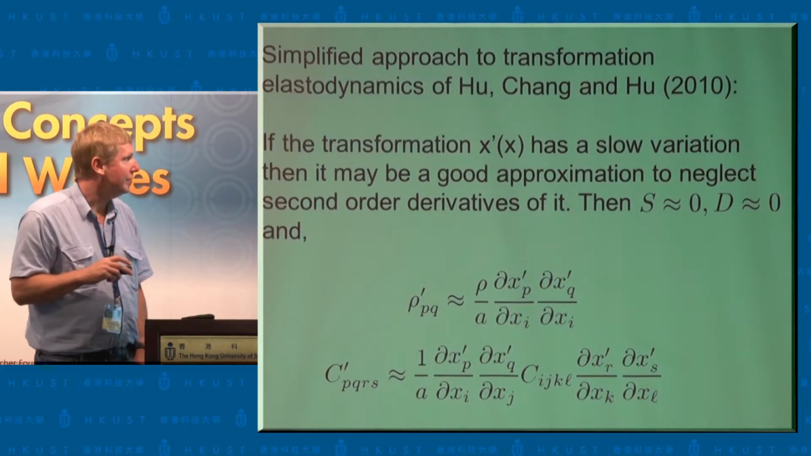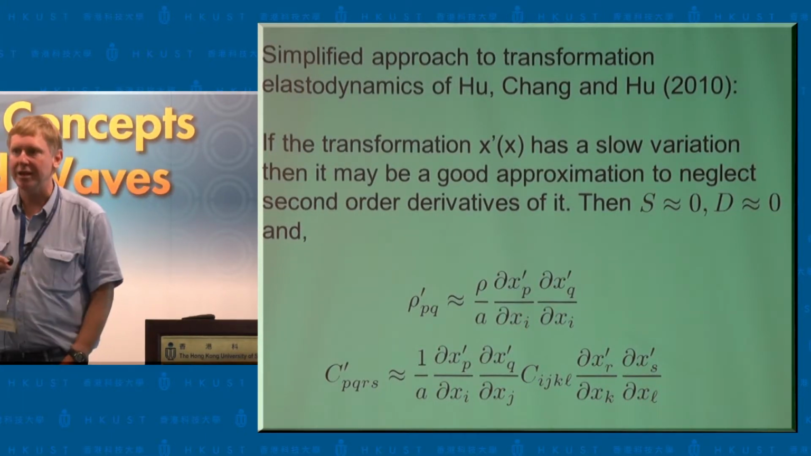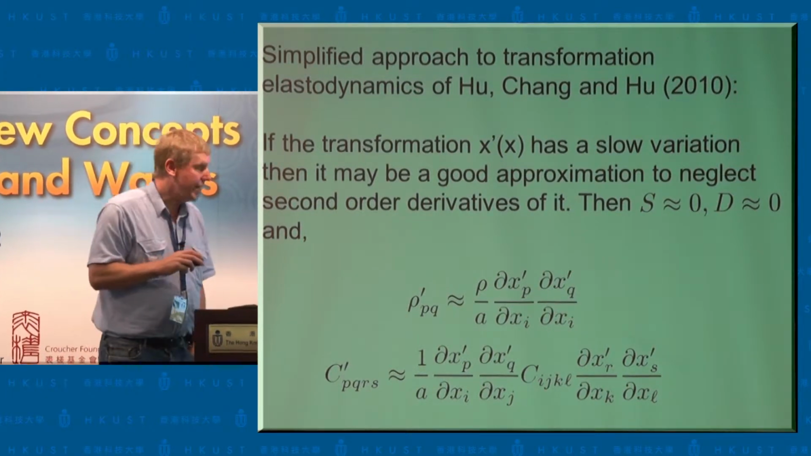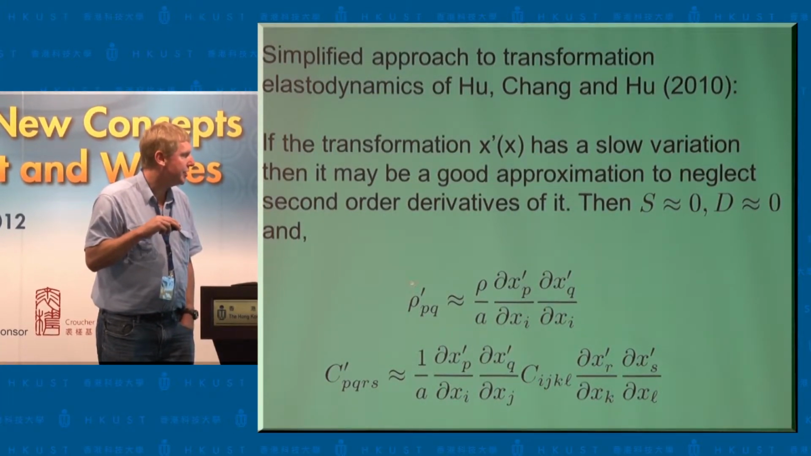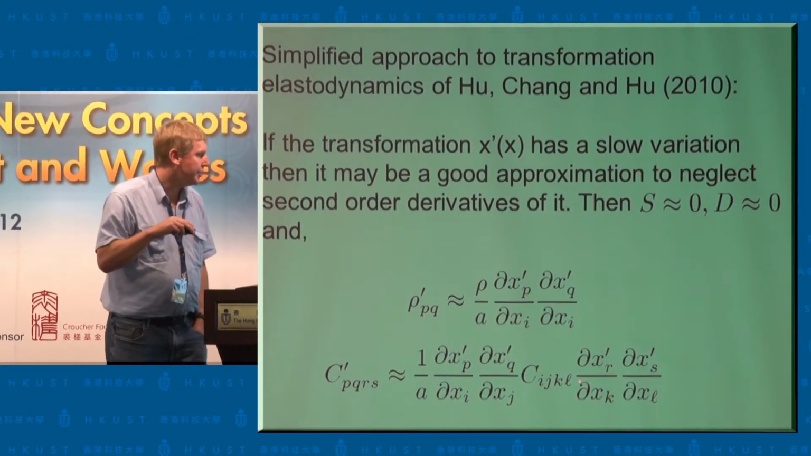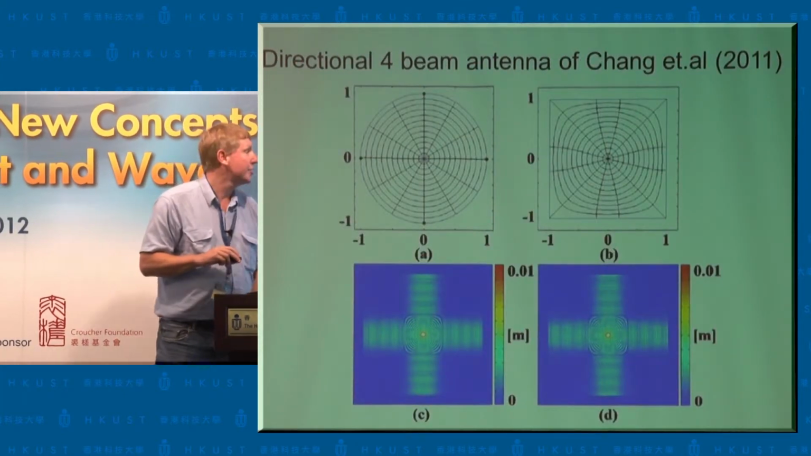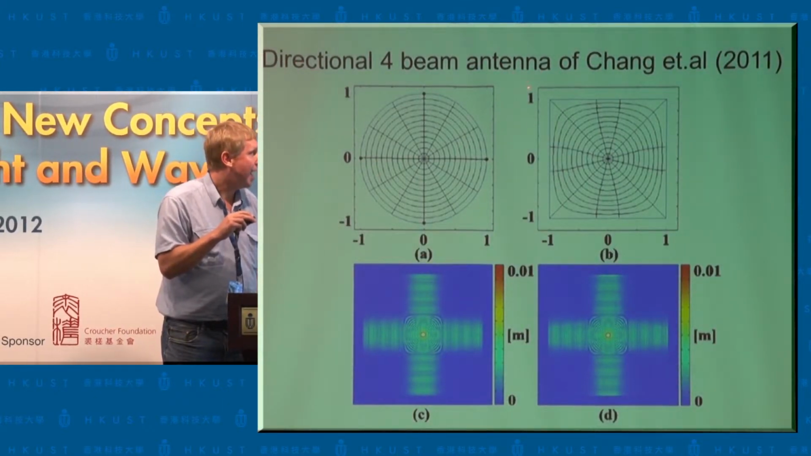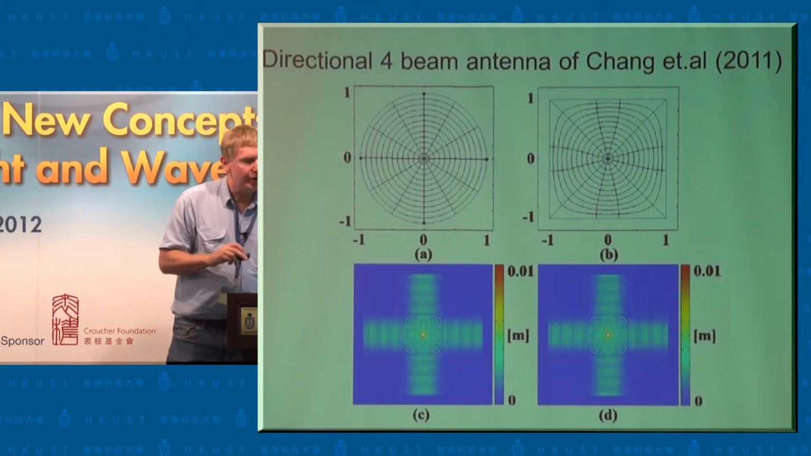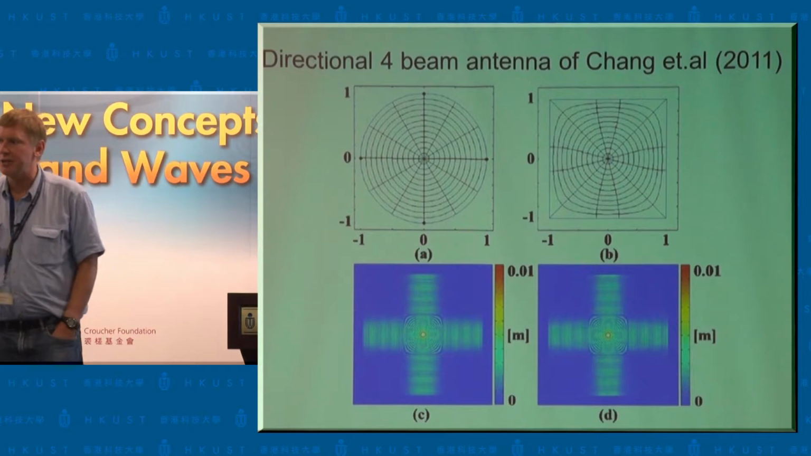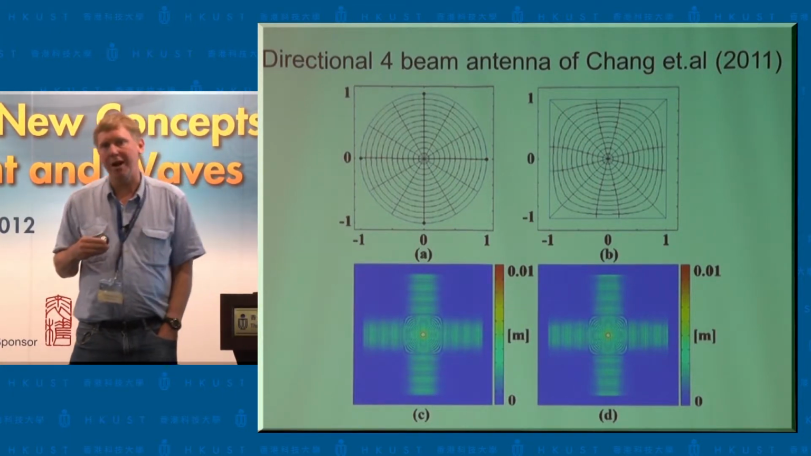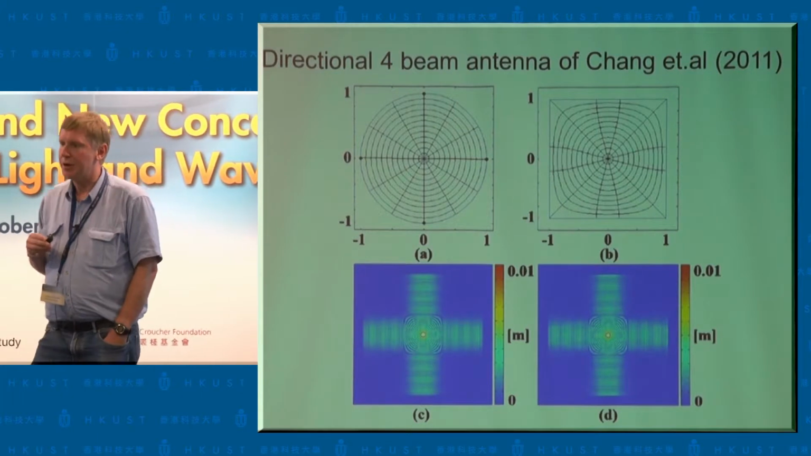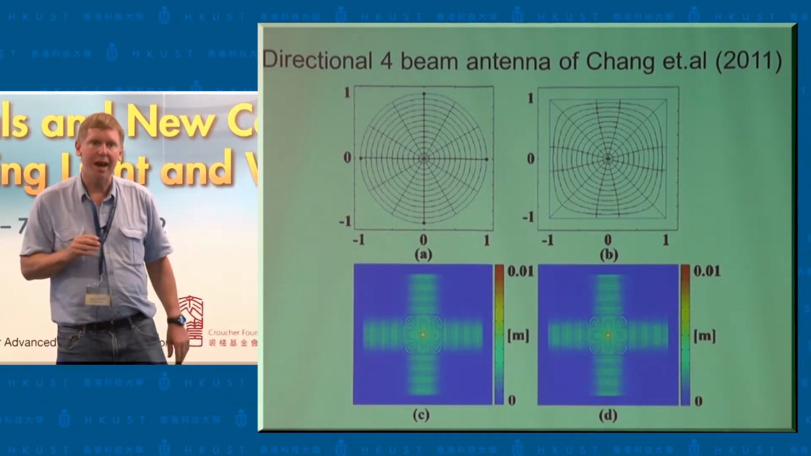Chan and Hu noticed that if the transformation has slow variations, then it may be good to neglect the second order derivatives. In that case, the coupling terms disappear, and you get a new effective density, which is anisotropic, and a new elasticity tensor given by this formula here, which they applied to a directional beam bender in the work of Chang et al. And if S and D are not zero, that corresponds to equations that John Willis derived, and are the elastic equivalent of the bianisotropic equations of electromagnetism. Those additional coupling terms do have some interpretation.